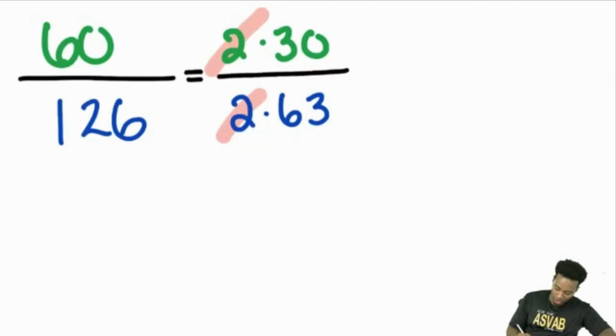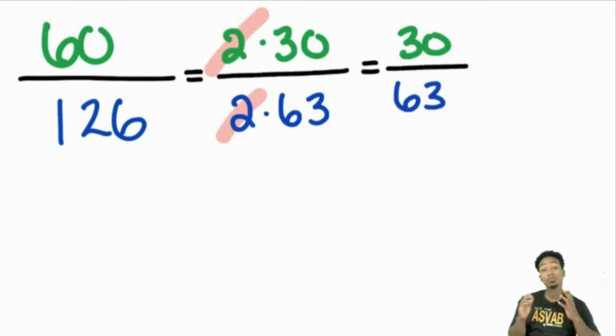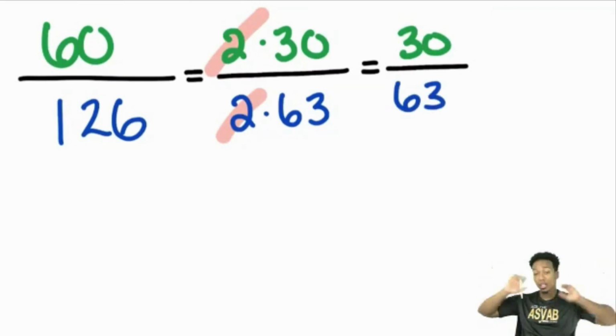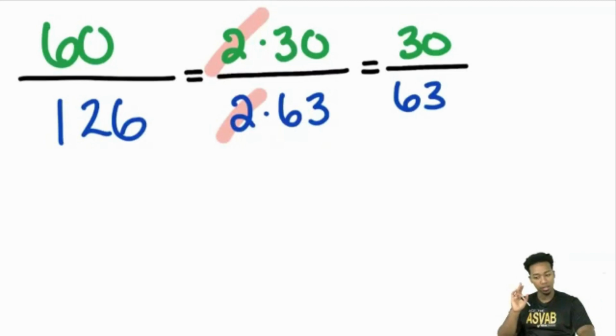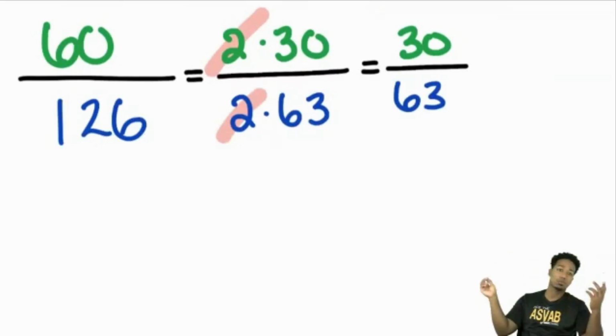And so now we have 30 over 63. But everybody, are we done simplifying? Can we continue simplifying? Because again, simplifying means taking out all of those repeated factors. We are not done. There's more that we can do. Everybody, answer me this, please. 30 is what times what?